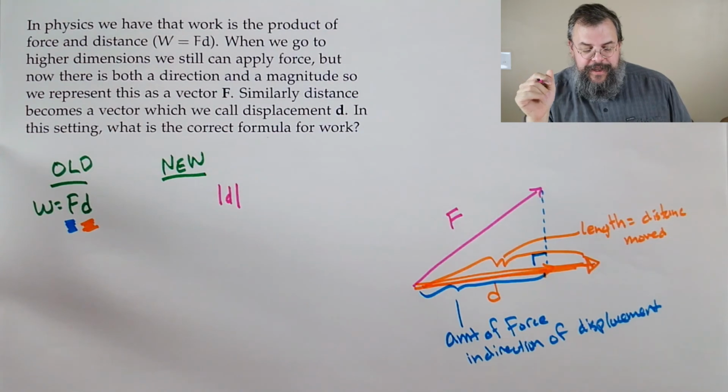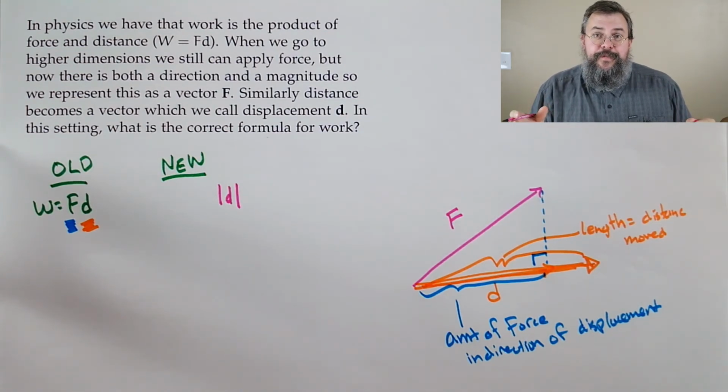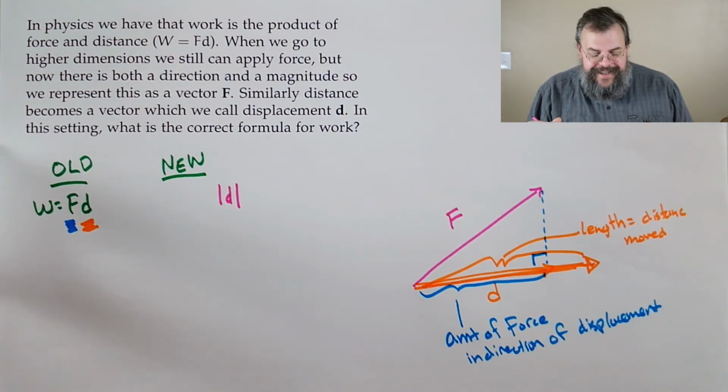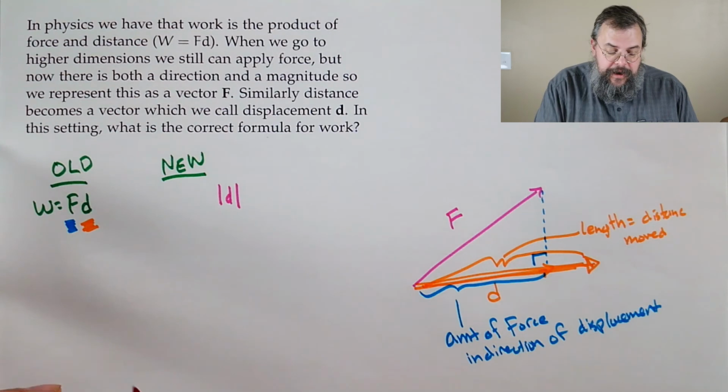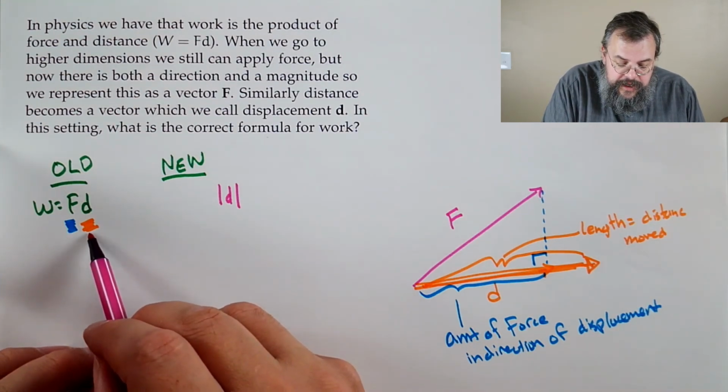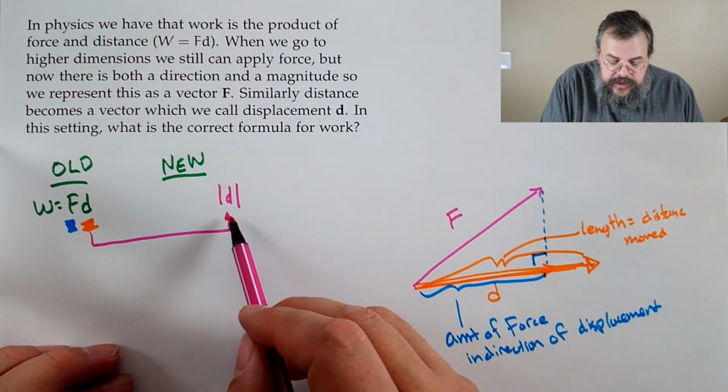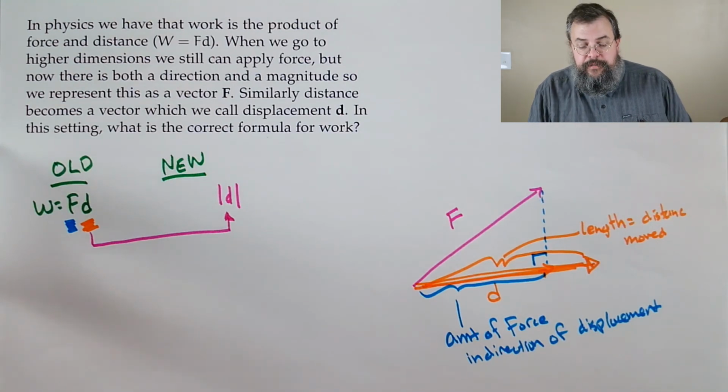Just bear with me. Another thing is, of course, that the words displacement and distance are so similar. They both start with "dis", so it's a little bit hard to keep track of. All right. So we've now said, hey, our distance is represented by the magnitude of displacement.